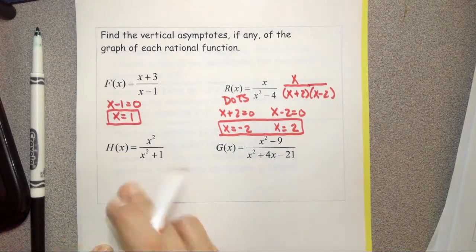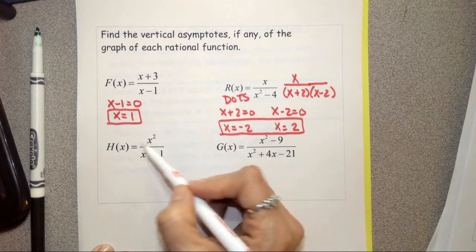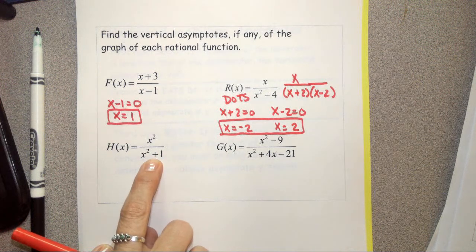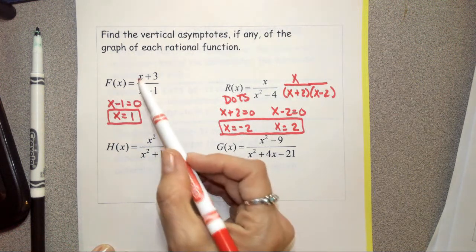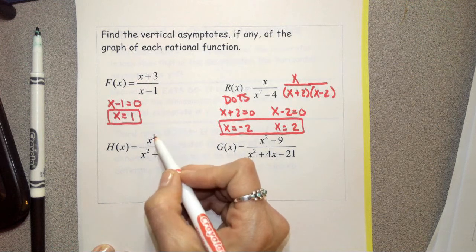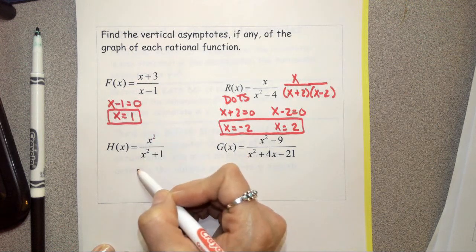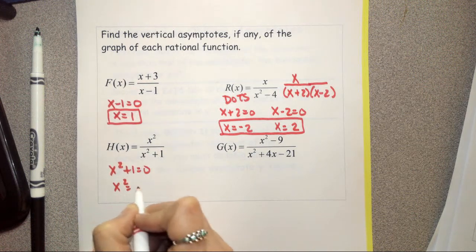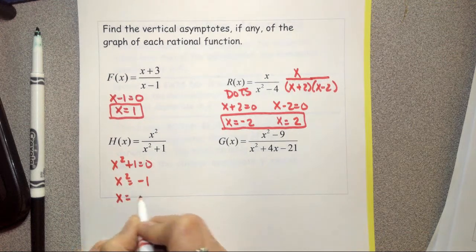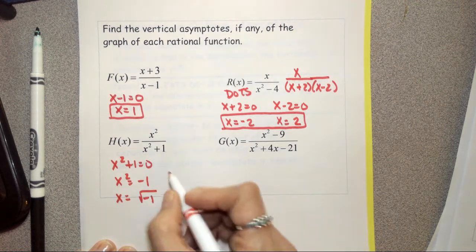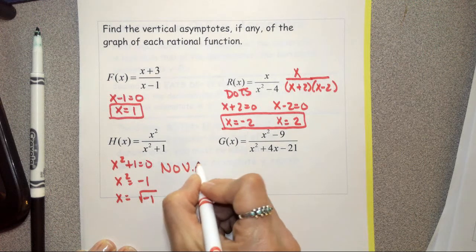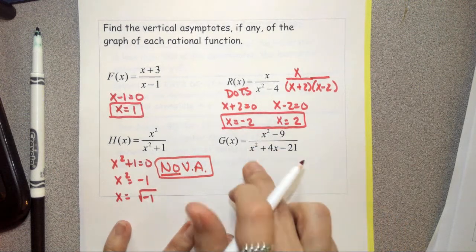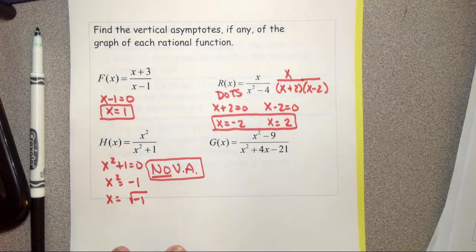Okay, let's go look at this third one down here. So there's nothing to factor on top. The bottom is 2 perfect squares, but there's not a difference of 2 perfect squares, so this can't be factored. Remember what I said earlier, if you have a plus sign right here, you can't get rid of those, so this cannot be simplified. So we just go straight to the bottom, and we solve for x. So x squared equals -1. X equals the square root of -1, which is not real, so this one has no vertical asymptotes.